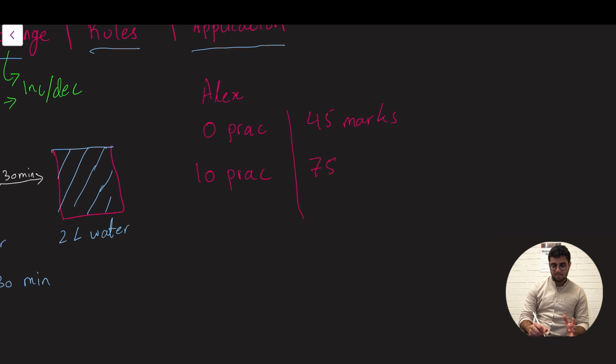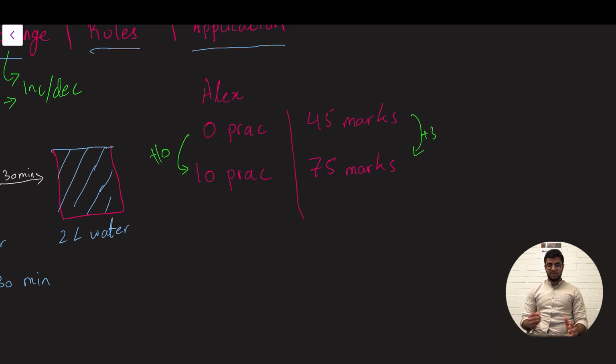Now, that's how it works in the real world as well, more or less. You get more marks as you do more practice questions, okay? But for our purposes, the marks increased by 35 and the number of questions done increased by 10, okay? So for every 10 questions done, the marks increased by 35. Oh, sorry, 30.